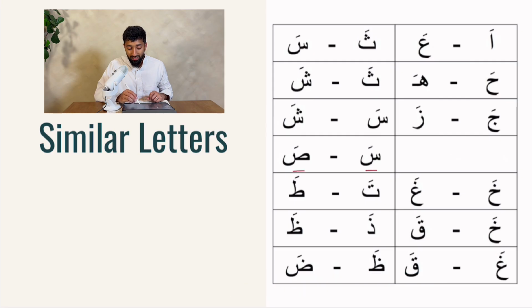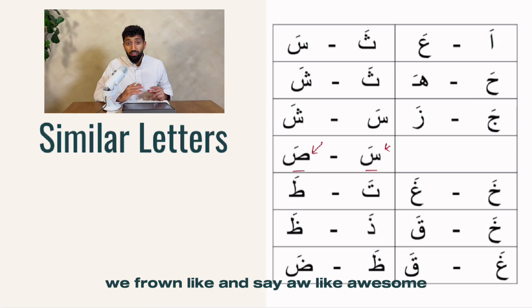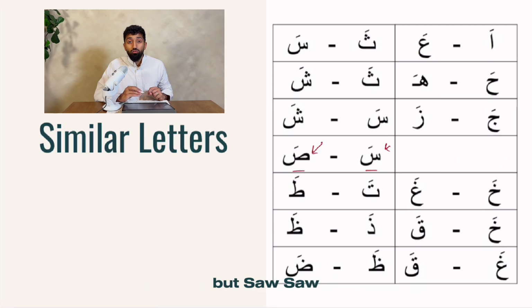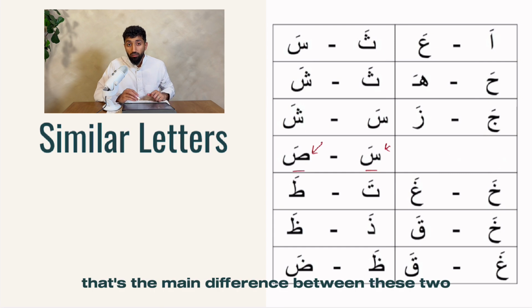So sin with fatha would be sa. And Sad with the fatha being a heavy letter, we frown and say aw, like awesome, and we would say saw, not sa like sin would be, but saw. That's the main difference between these two.